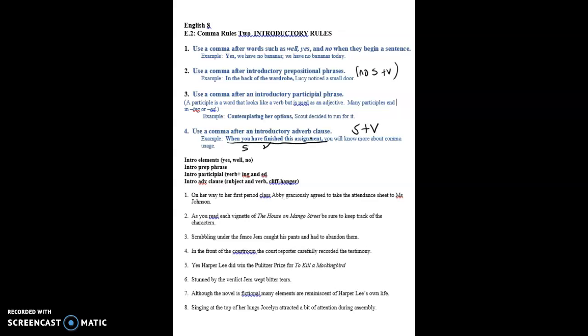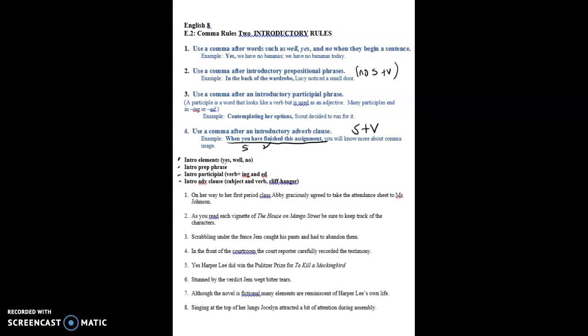So in brief, this is a summary. You're looking for intro elements at the beginning of a sentence. So you'd start with yes, well, and no. You're looking for intro prep phrases, and hopefully you can rely on your knowledge from this year and last on what a preposition looks like. You're looking for intro participial verbs. Mostly they're verbs that end in ing or ed, and they function as adjectives. And you're looking for intro adverb clauses. The cliffhanger, it has a subject and a verb.